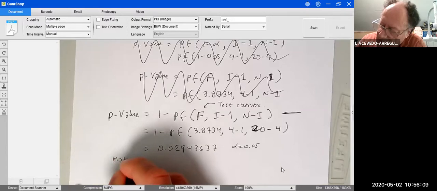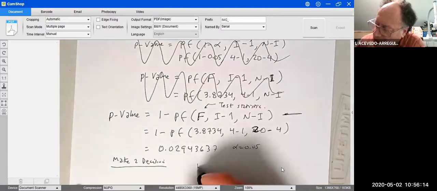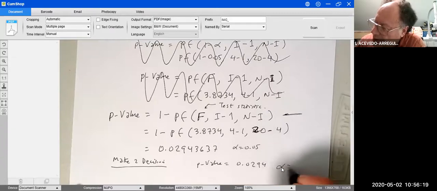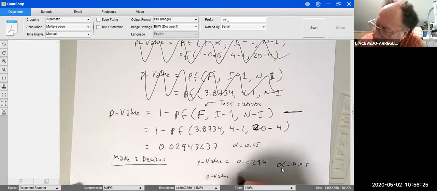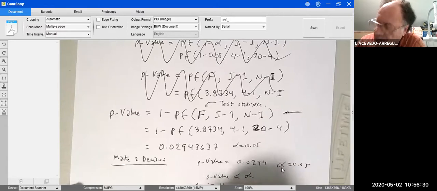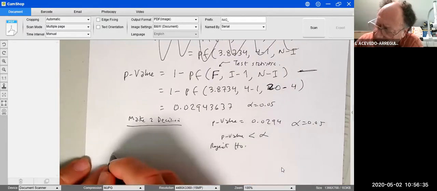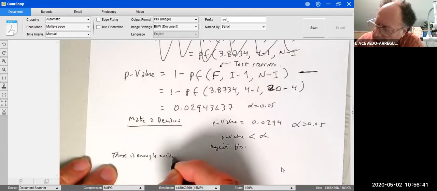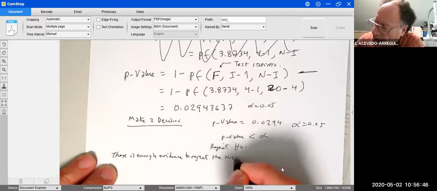So we're going to make a decision in this case by using the p-value method. Our p-value is just 0.0294. Alpha is 0.05. We compare this and you see that the p-value is less than alpha. So again, you reject the null. If you reject the null, you're going to say that there is enough evidence to reject the null.